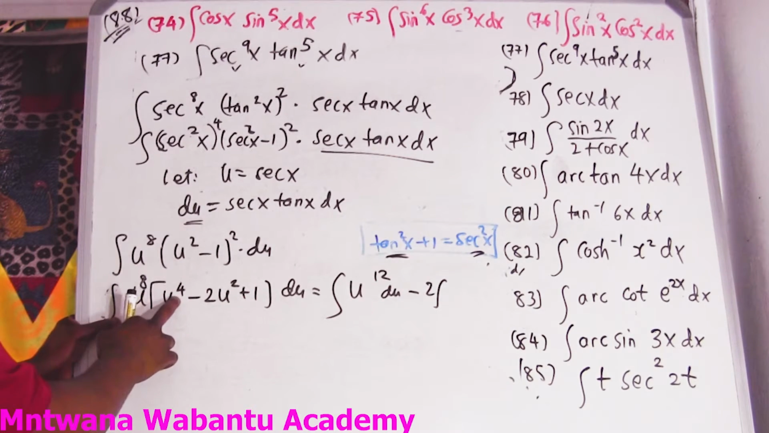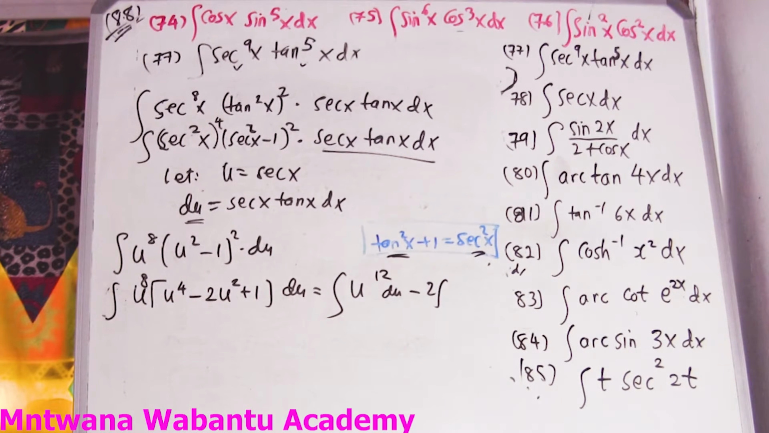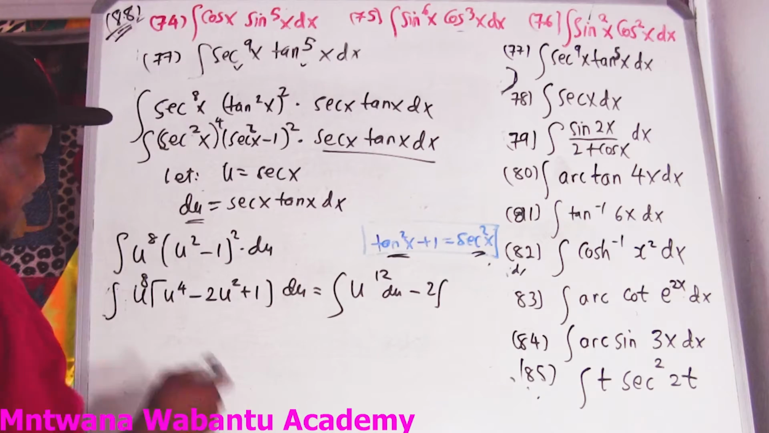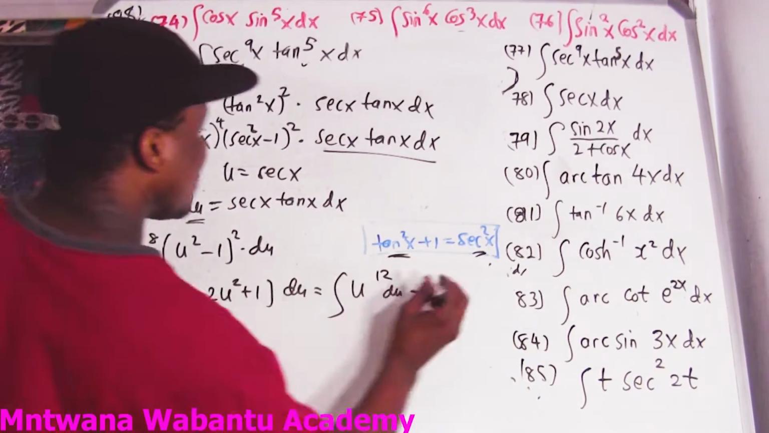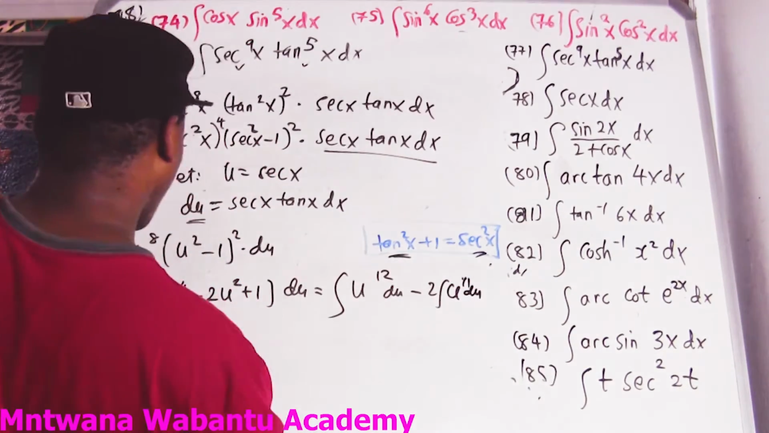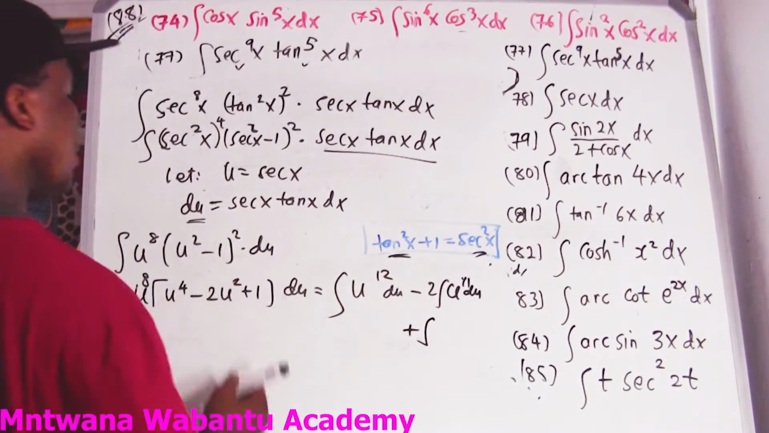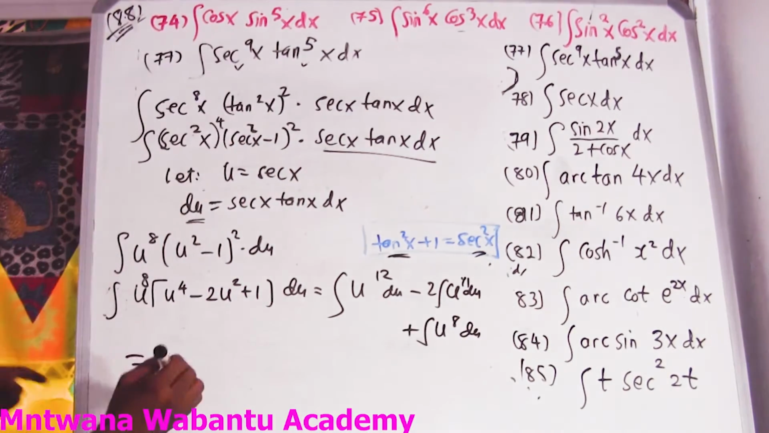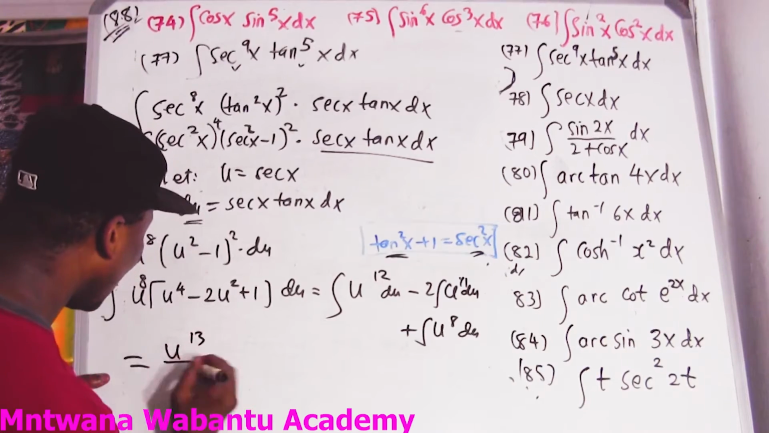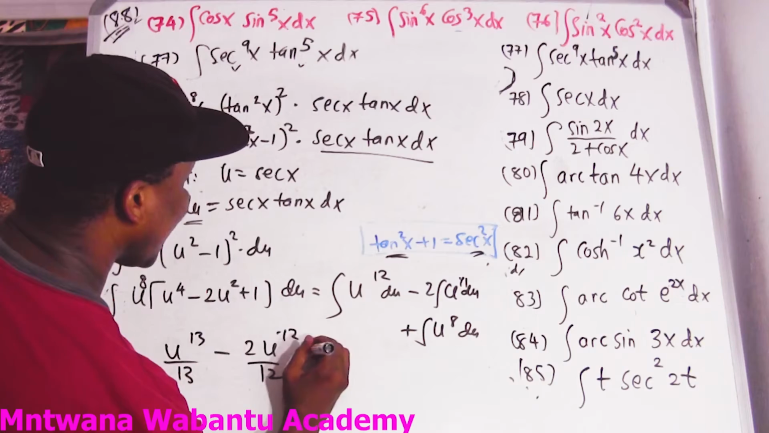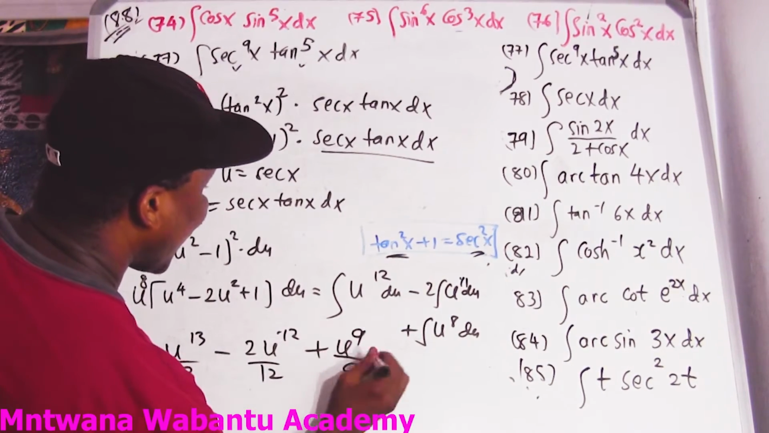Okay, this and this is going to be 32. No, you add them. Come on, you don't multiply them. This is the 12, and this is going to be 2u to the power 10, plus 1, 11. Du, and then we plus the integral of u to the power 8 du. So now let's integrate: power plus 1 is going to be u to the power 13 over 13, minus 2 times u to the power 11 over 11, and then plus u to the power 9 over 9, plus c.